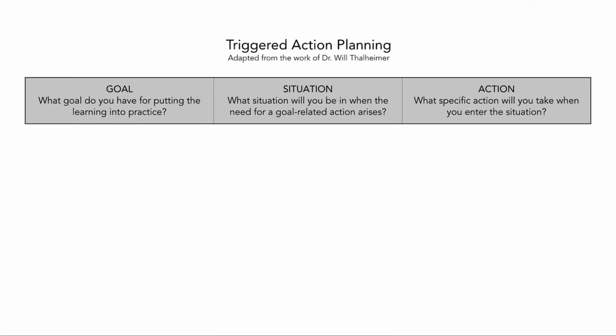transfer. The reason why triggered action planning works so well is that it is based on a fundamental characteristic of human cognition. We are triggered to think and act based on cues in our environment.